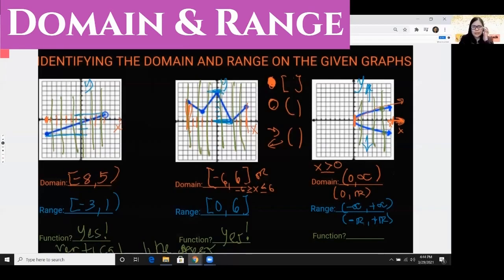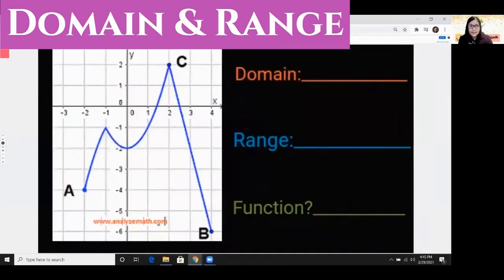So let me ask you a question. How many times does your vertical line test, the green vertical line test, touch your blue graph? Good job. It is more than once. Oh, it is twice. Look at the green vertical line test. For every vertical line test, it touched the blue graph more than once. So therefore, it is not a function. No, a big no. It's not a function. Okay. Then, let us have this one.